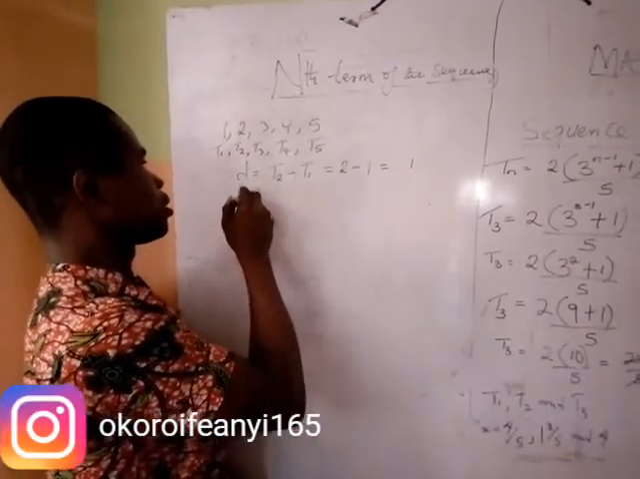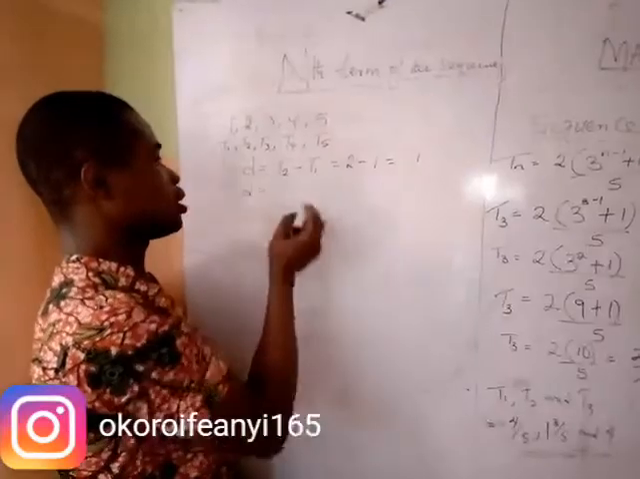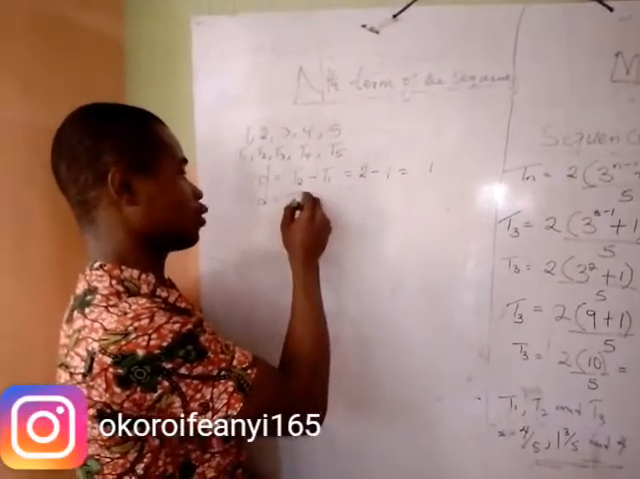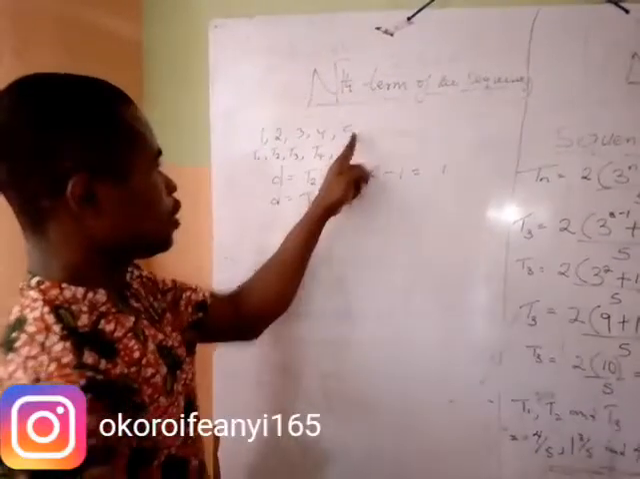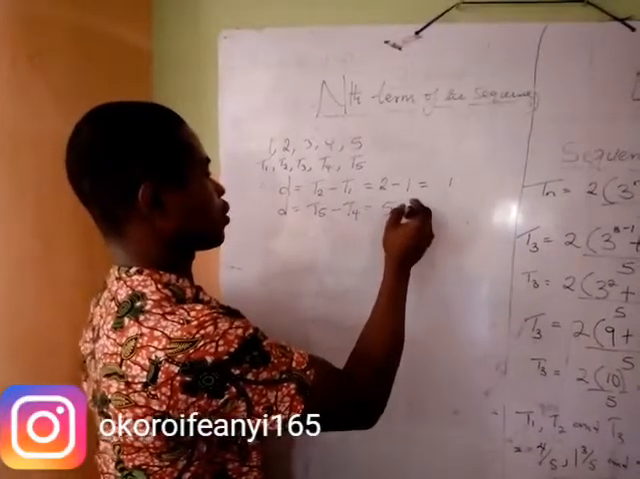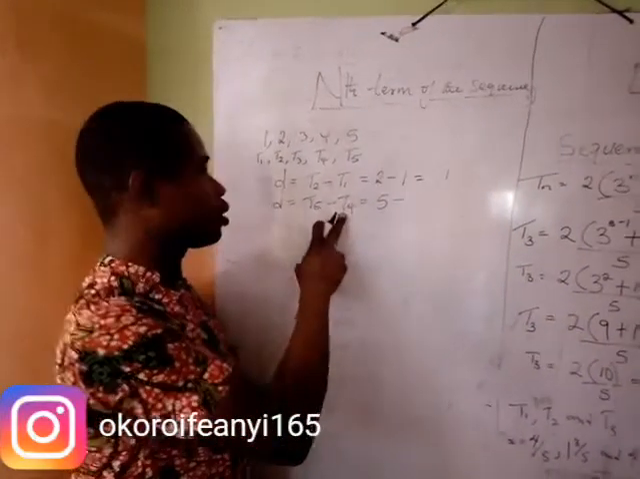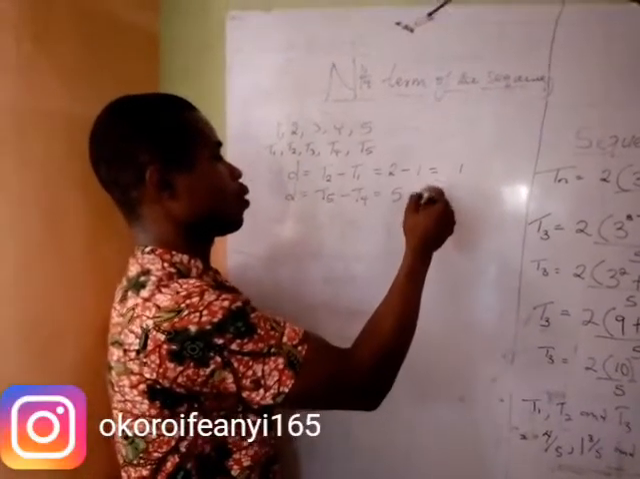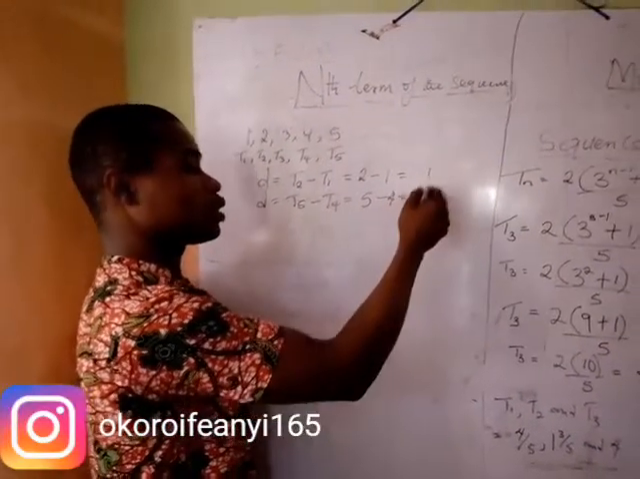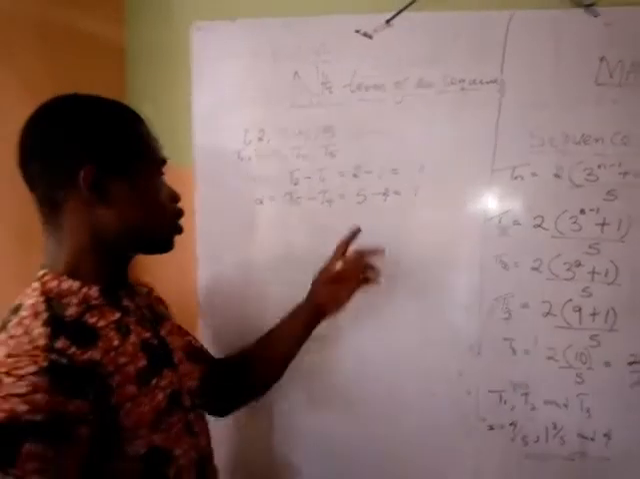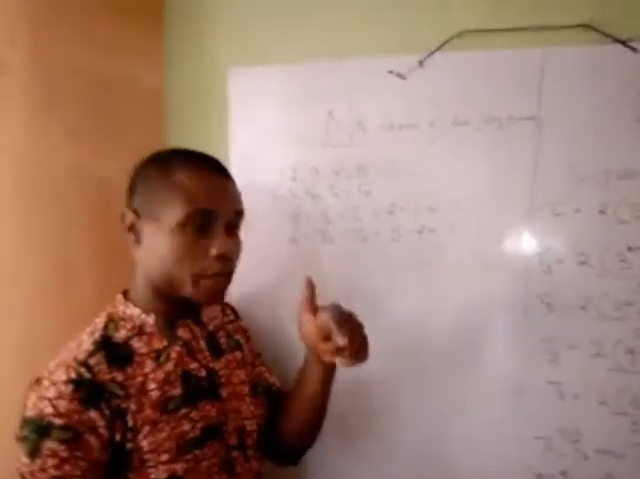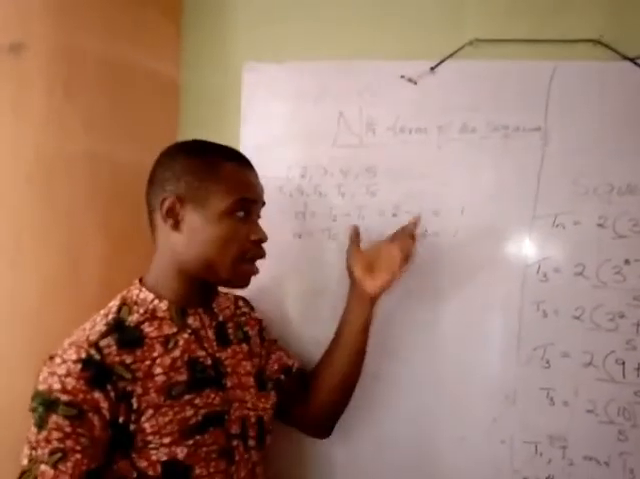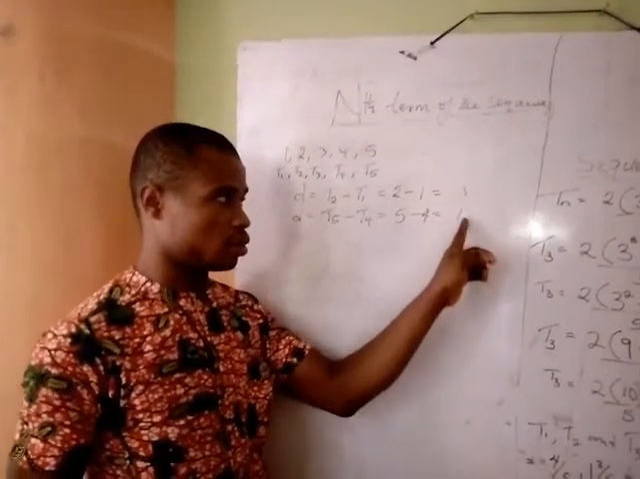Then we have another difference. Let's check T5 minus T4. Here my T5 is 5, while my T4 is 4. Then 5 minus 4 will still give me 1. So from this very expression, you discover that the difference between the first and the second term and the difference between the fifth and the fourth term are the same. That is 1, 1, 1.